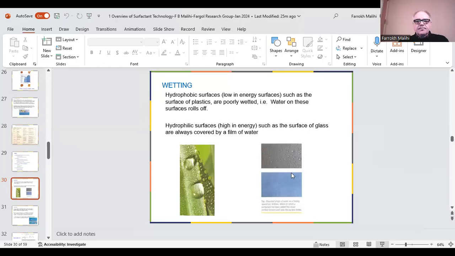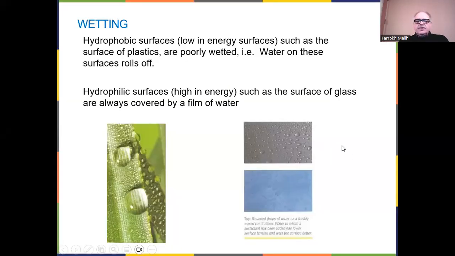Next topic is a discussion on application properties of surfactants. This includes wetting, foam generation, and detergency. Wetting.